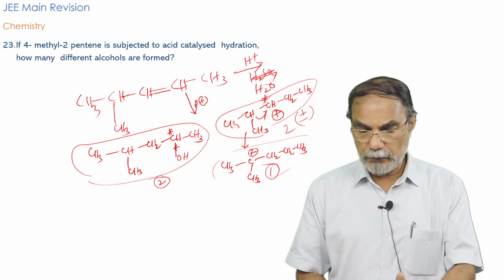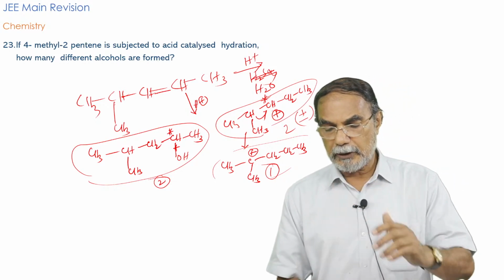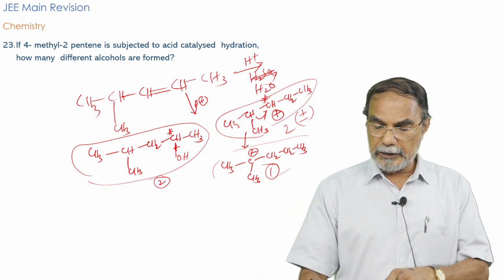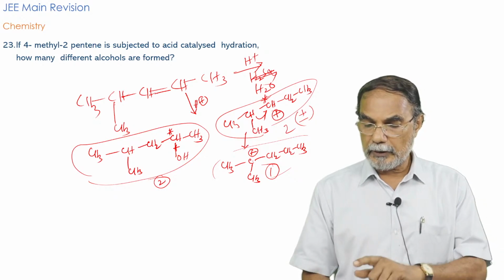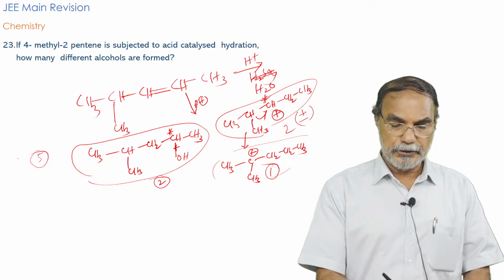It has dextro and levo forms, and this carbocation will also lead to an optically active alcohol. You have plus and minus forms, whereas this rearranged carbocation will give only one alcohol. It is not chiral, and altogether you have 5 compounds. So a very good question.